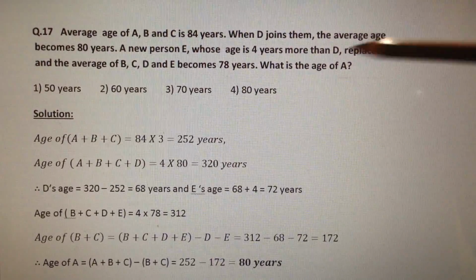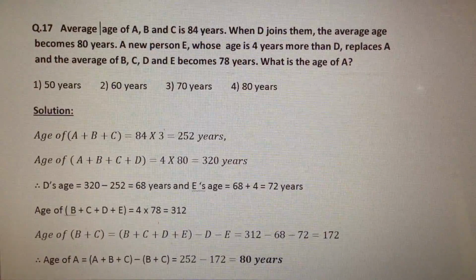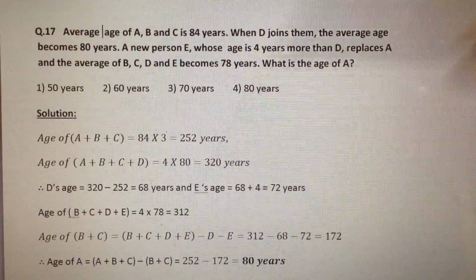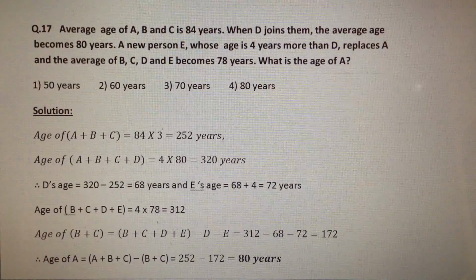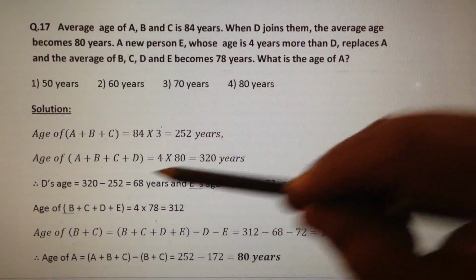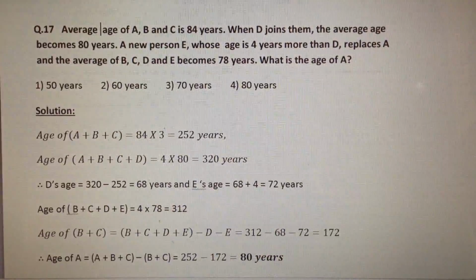And after D joining them, the average becomes 80 years. That means the age of A plus B plus C plus D is equal to 4 into 80, which is equal to 320 years. Therefore, D's age is equal to 320 minus 252, which is equal to 68 years.